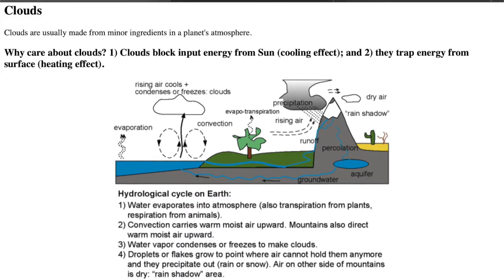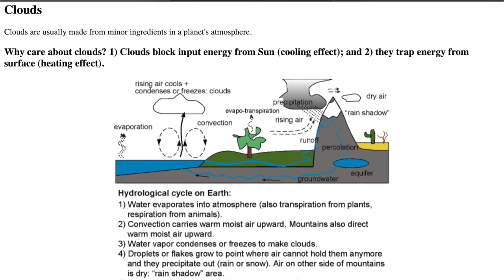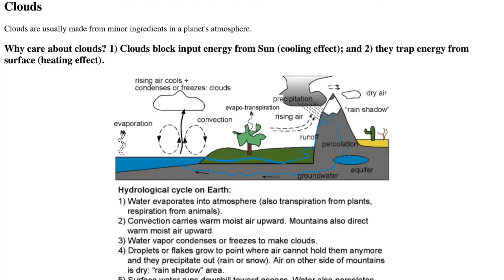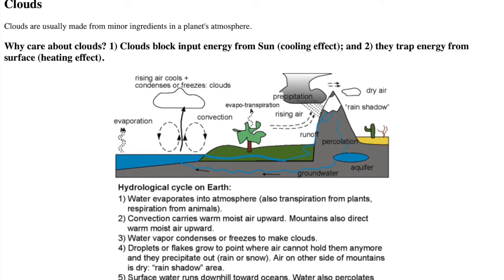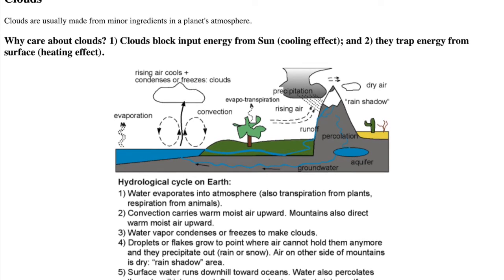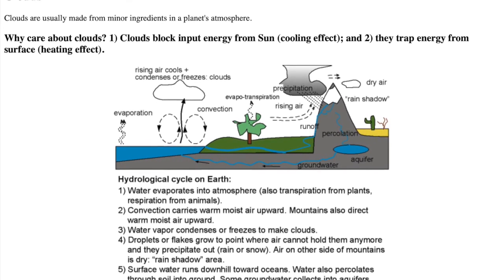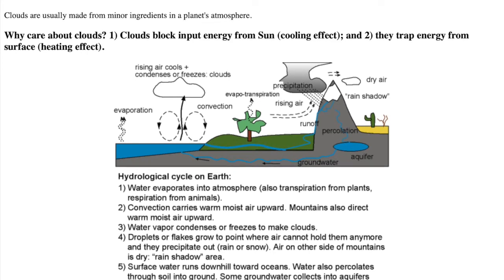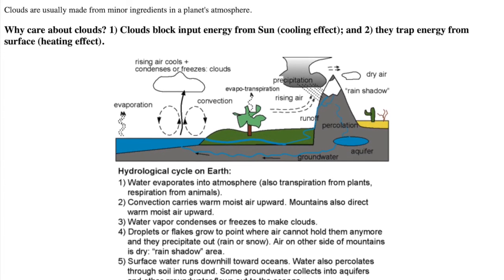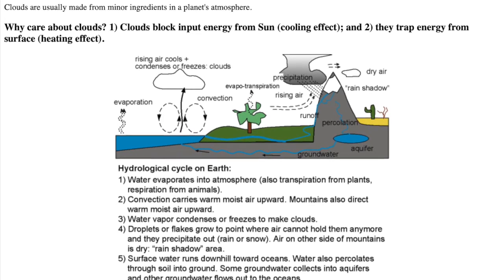Clouds are usually made from minor ingredients in a planet's atmosphere. For example, water vapor makes up only 1% of Earth's atmosphere, and water droplets make up the clouds. Why do we care about clouds? Clouds can block input energy from the sun, a cooling effect, and trap energy from the surface, a heating effect.